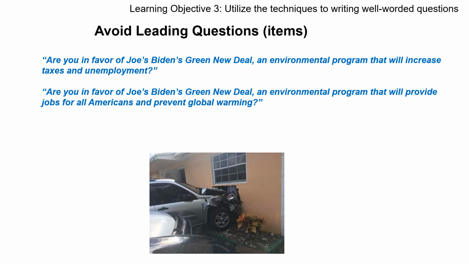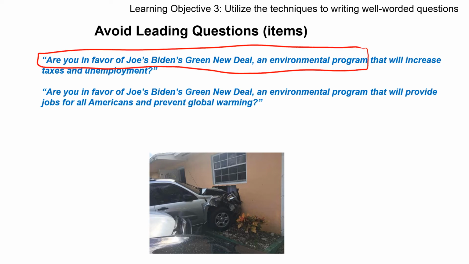So the first thing you should do when writing good, well-worded questions is avoid these leading questions. Leave it at that. Don't add the leading bit on the end. Just ask, are you in favor of Joe Biden's Green New Deal, an environmental program? Easy. You don't have anything leading. You're not directing people in a certain direction, basically eliciting things that you're not looking for. You're just asking the question.